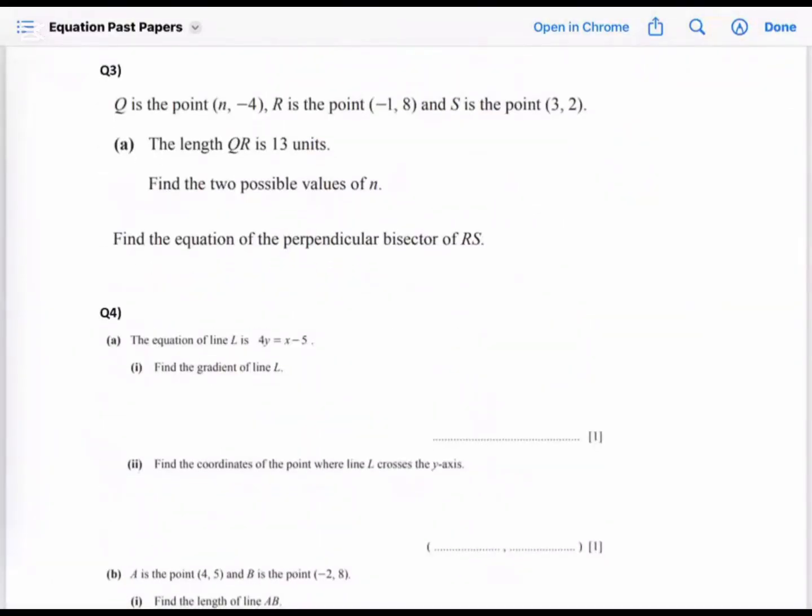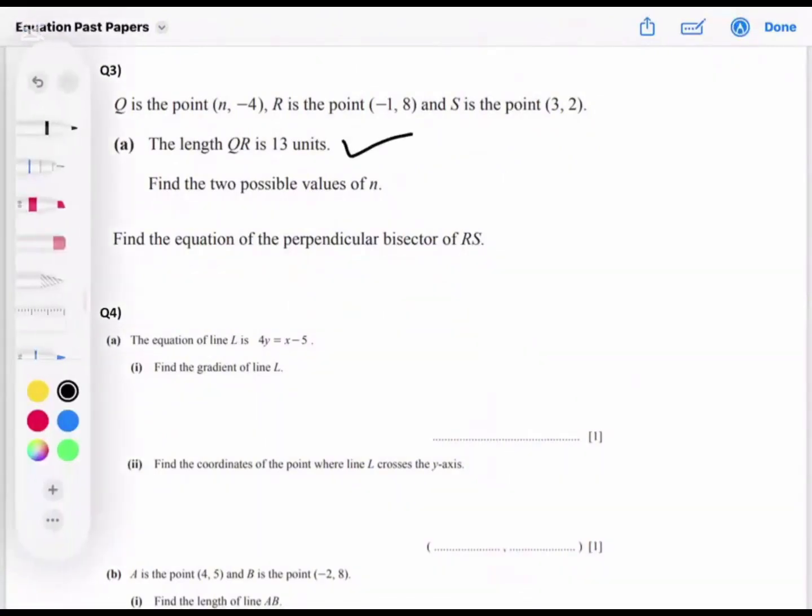Q is the point minus 4, minus 1, R is the point 8, and S is the point 3, 2. Find the length of QR. We solved this part A in the previous class. The second part is to find the equation of the perpendicular bisector. Again the same question, so I'm skipping it. You have to do this question because tomorrow is a test.